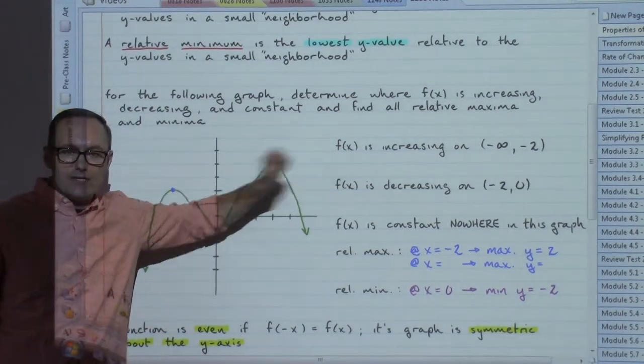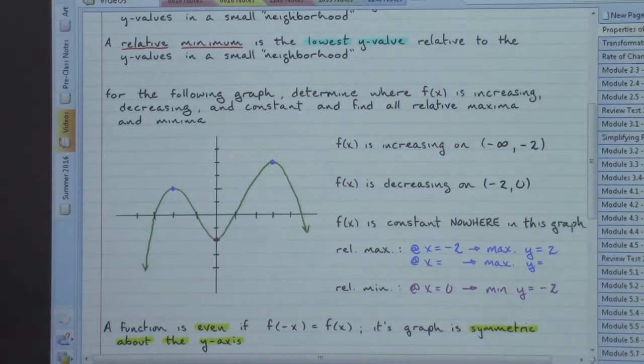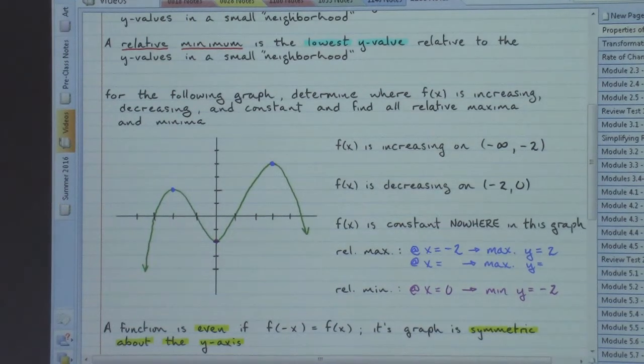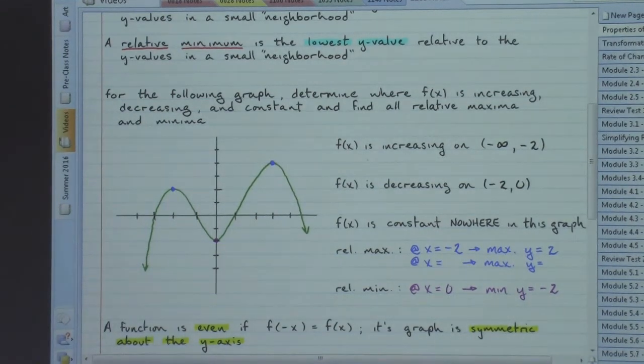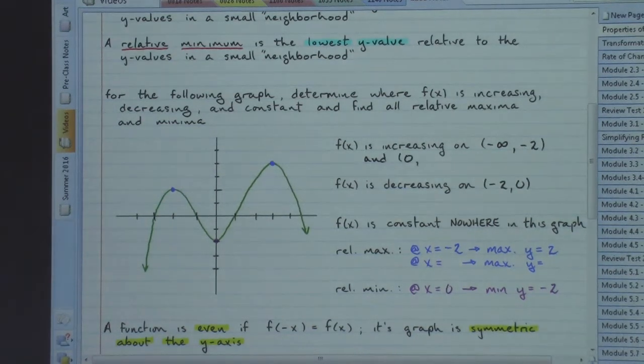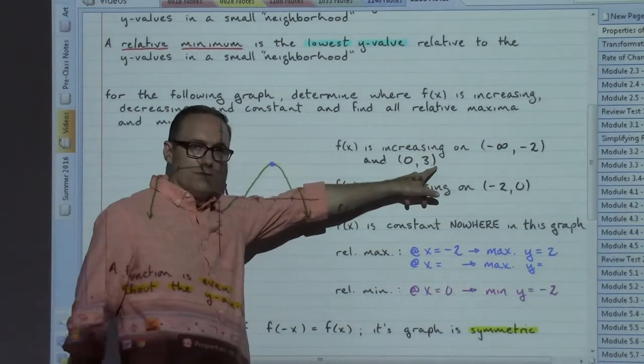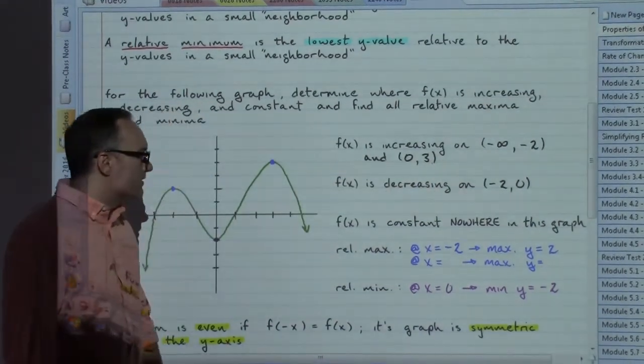So more increasing stuff. That's going to mean we add an "and." That's going to start parentheses 0, comma, all the way up to that next blue dot. That next blue dot happens where x is equal to 3, so that's where that interval is going to end, and we put in the parentheses for that open interval.